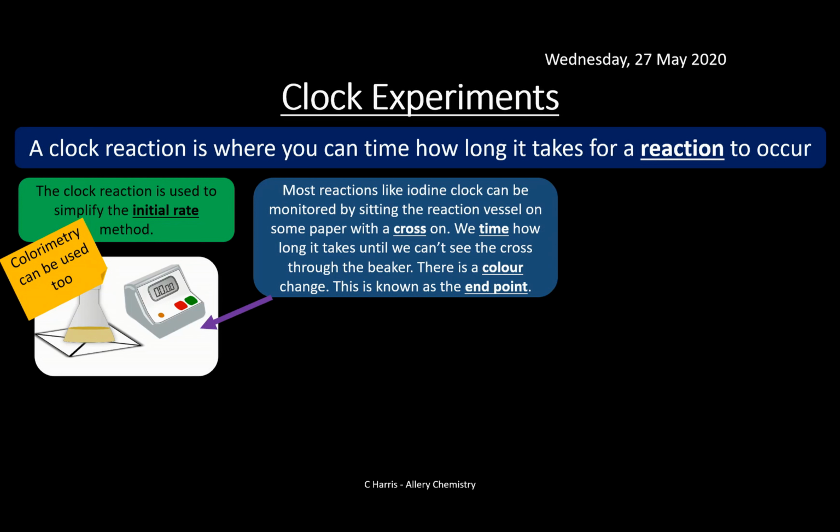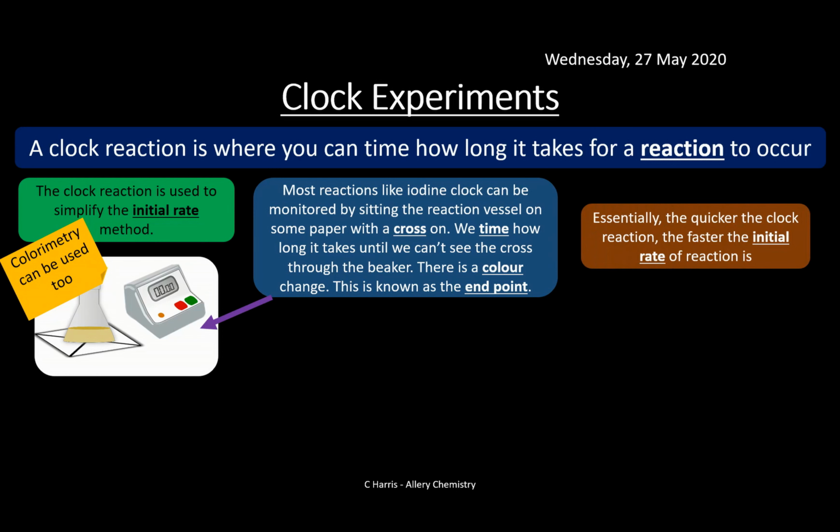So we've seen this type of reaction; you might have seen it before already. We time how long it takes until we can't see the cross through the beaker. There is a colour change, or a precipitate may form, and this is known as the end point. It's the point at which we can no longer see the cross through the beaker because the solution has changed colour. Colorimetry can also be used, as we've seen just before.